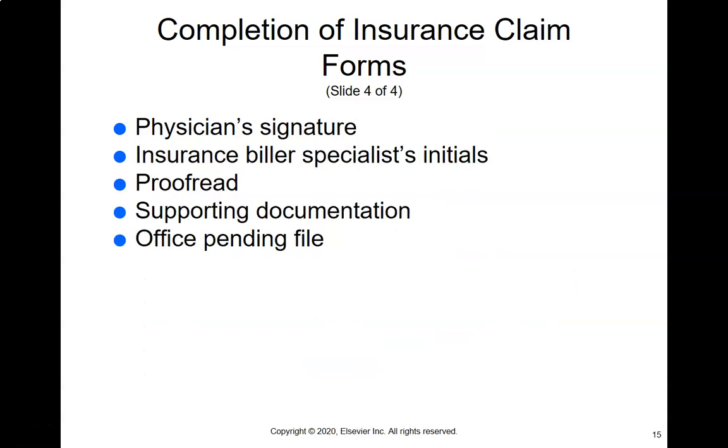The physician's signature. Be sure that the physician signs and initials claims where appropriate. The insurance billing specialist initials, proofreads, attaches supporting documentation, and places the claim in the office pending file. Now, what should be included on all supporting documentation? That should be the patient's name, subscriber's name, date of service, and the insurance identification number.